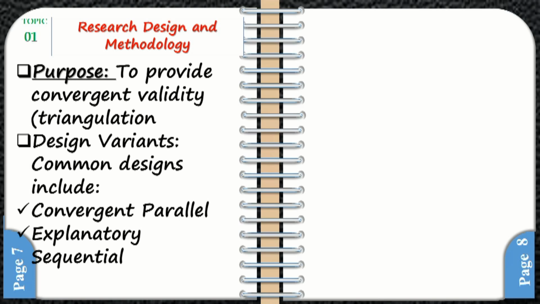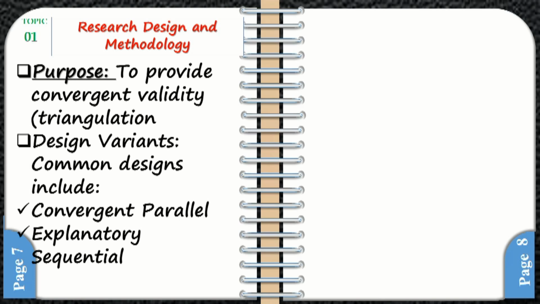Also, we have explanatory sequential. This means starting with a quantitative phase, then using a qualitative phase to help explain or elaborate on the initial statistical results. Then we have the exploratory sequential, beginning with the qualitative phase to explore the topic, then using the findings to develop a quantitative instrument or hypothesis for the second phase.